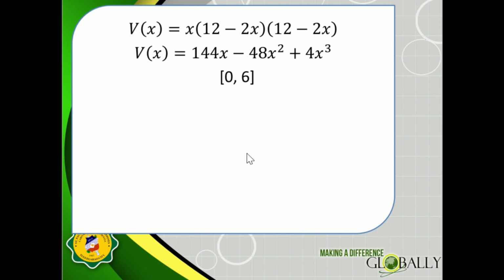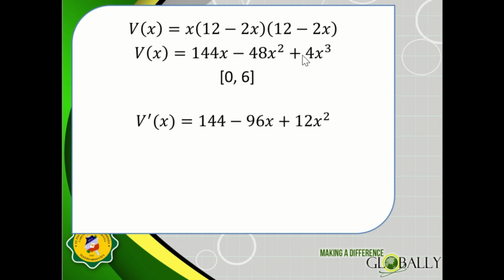So now, let's proceed to our first step, which is what again? Very good. Which is to find the derivative of the function, to get the critical values or numbers. So what is the derivative of 144x? Very good, it's 144. The derivative of negative 48x squared is negative 96x, wherein we bring down the exponent 2, multiply it by 48, and then subtract 1 from the exponent.